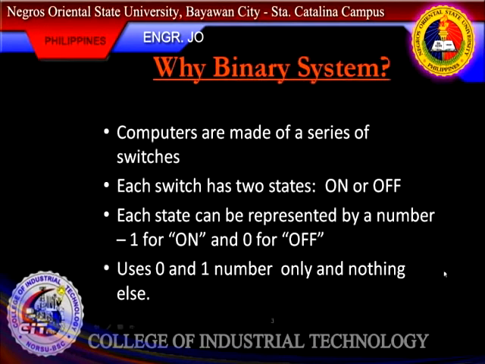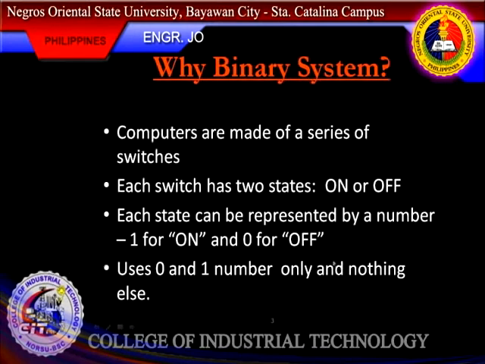Next is why binary number system. Actually, computers are made of a series of switches. Each switch has two states, on and off. Binary 1 stands for on, and binary 0 for off. Usually, we're going to use this in our programming. Each state can be represented by a number, 1 for on and 0 for off.